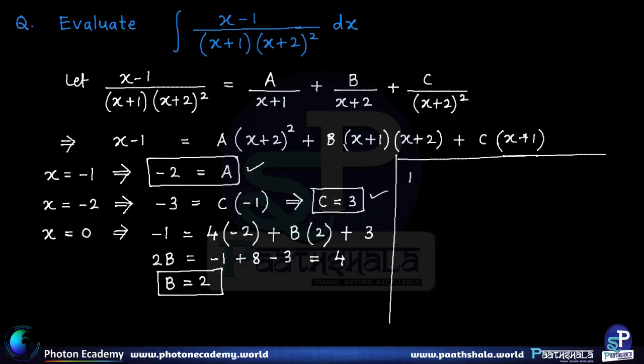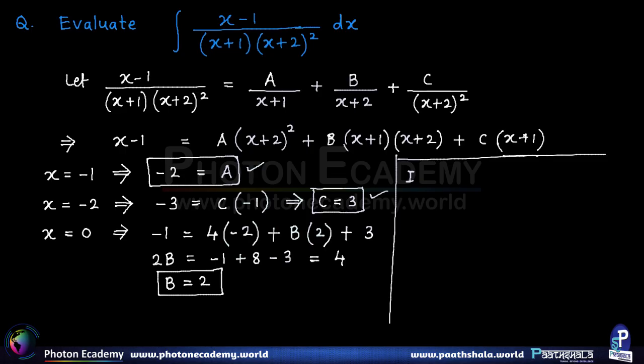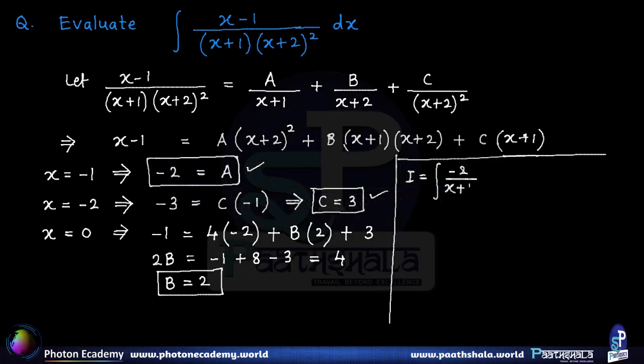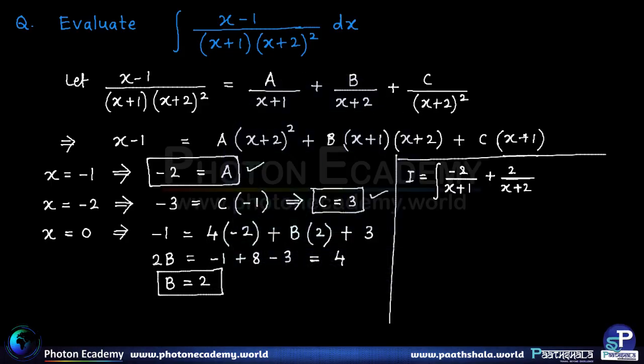So therefore our integral is nothing but the integral of A is minus 2 upon (x plus 1), then B is plus 2, so then we have plus 2 upon, the second factor was (x plus 2), so here we have x plus 2 in the denominator, and the last constant to be found out was 3, so that is plus 3 upon (x plus 2) the whole square.